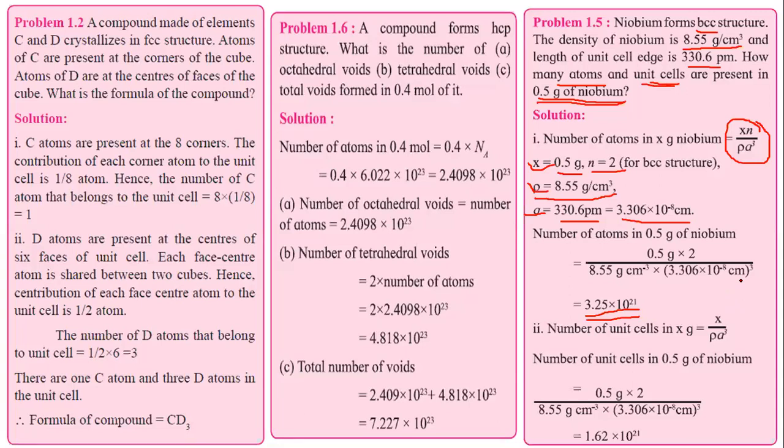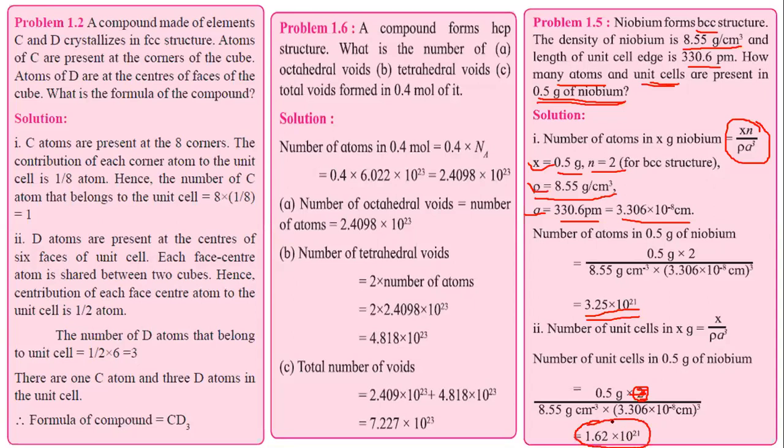Some mistake is there in the numerical because both the steps are written the same. This 2 is not required here, so remove this 2. This is a printing mistake in your textbook also. So 0.5 divided by 8.55 grams per cm cube into 3.306 into 10 raised to minus 8 cm cube. So the answer should be 1.62 into 10 raised to 21.